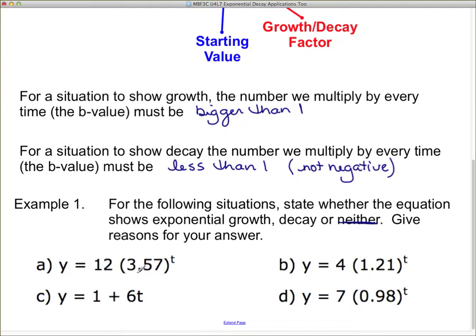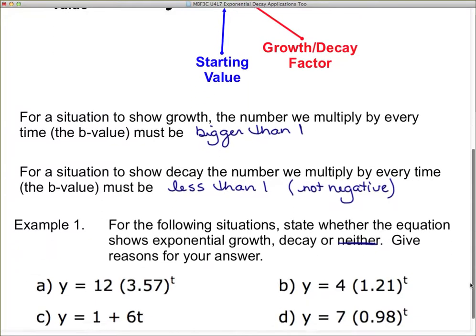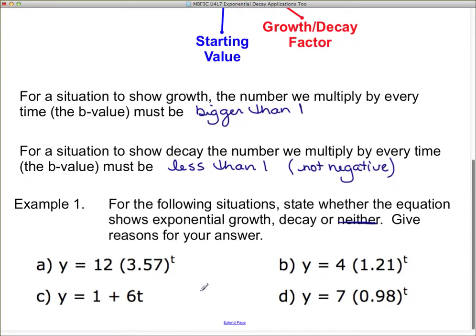y equals 12, 3.57 to the t. This definitely looks like one of these situations where it has something equals something times b to the x. So is it growth or is it decay? Here's the big indicator. This number is bigger than 1, which means that it must be growth. So I'm going to put a little arrow there and say that that is greater than 1. So this is a growth situation.